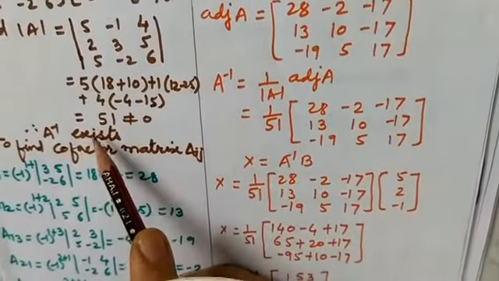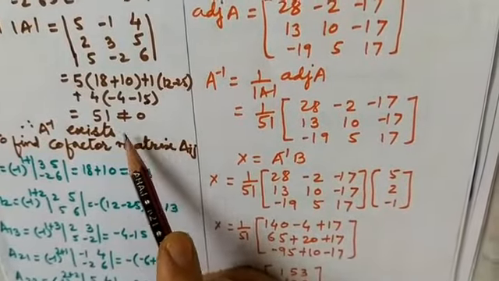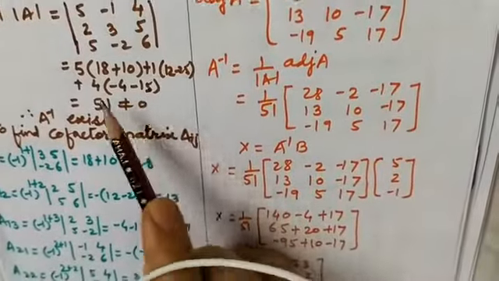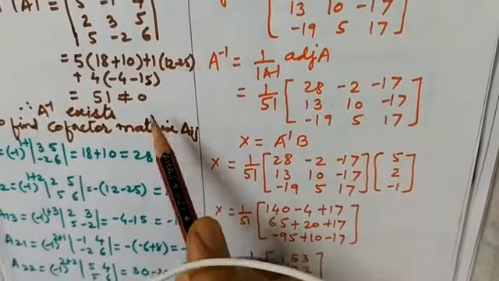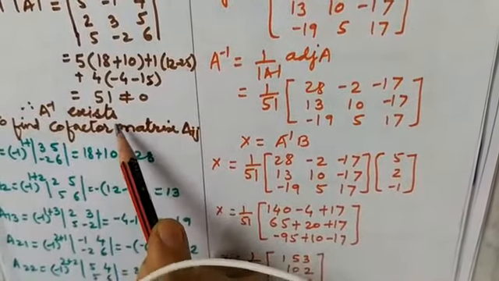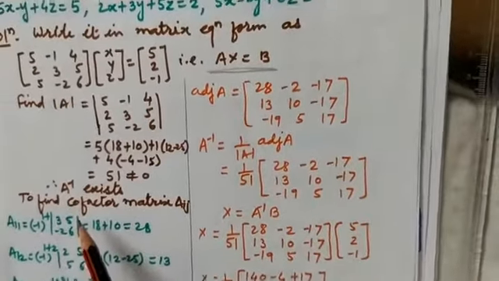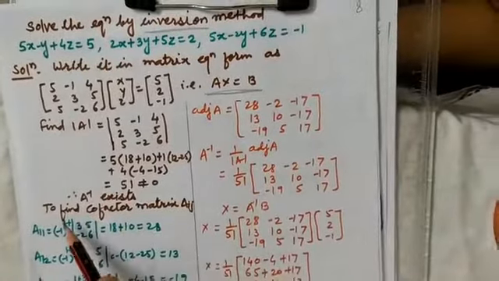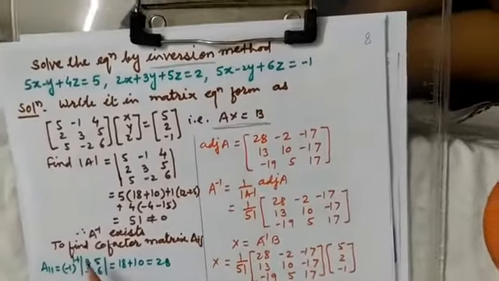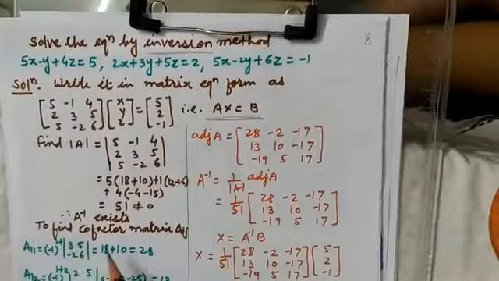After the simplification, you will get the value of this determinant as 51, which is not equal to 0. Therefore, A inverse exists. Now, once again you decided that A inverse exists. A inverse exists means now the further steps are to find out the cofactors of this.